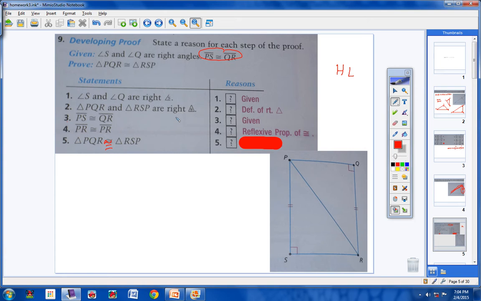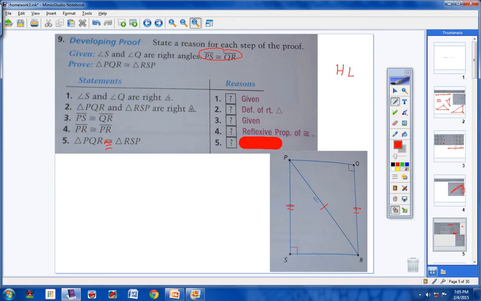Okay, so with that in mind, look what I've stated here. I've stated that PS is congruent to QR. Okay, that was given to me. So I know this side here is congruent to this side over here, 2 marks, 2 marks. I know this side's congruent to itself.